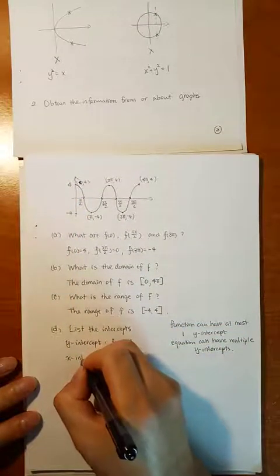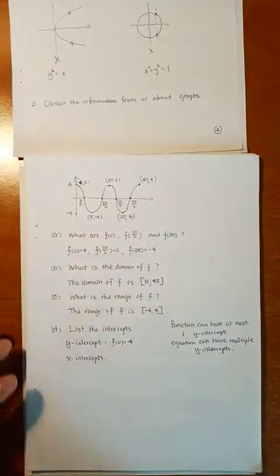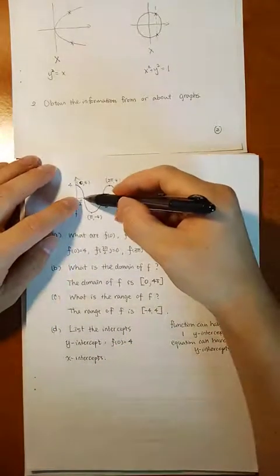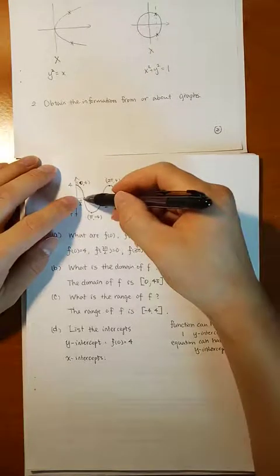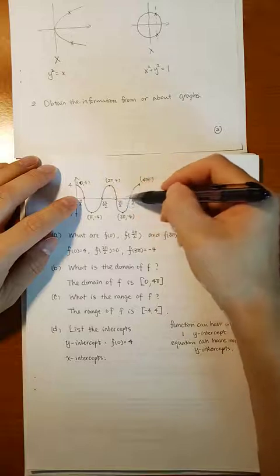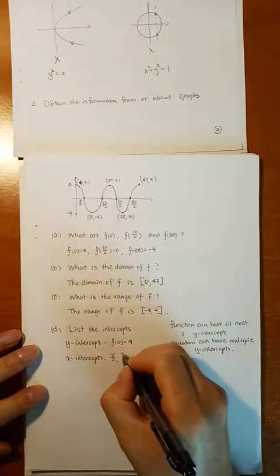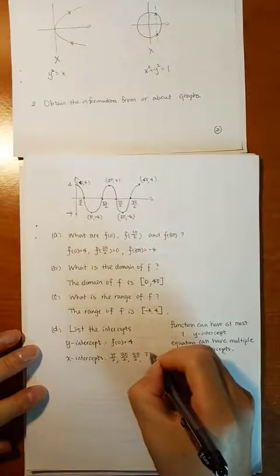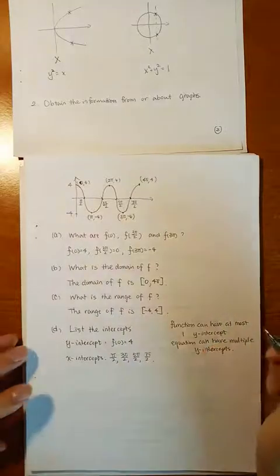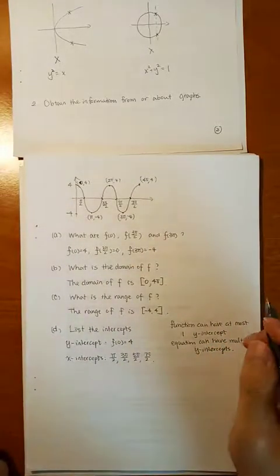X-intercepts. You can have many x-intercepts. X-intercepts are the intersection points of a graph and the x-axis. So you have pi over 2, 3 pi over 2, 5 pi over 2, and 7 pi over 2. So these are the x-intercepts.